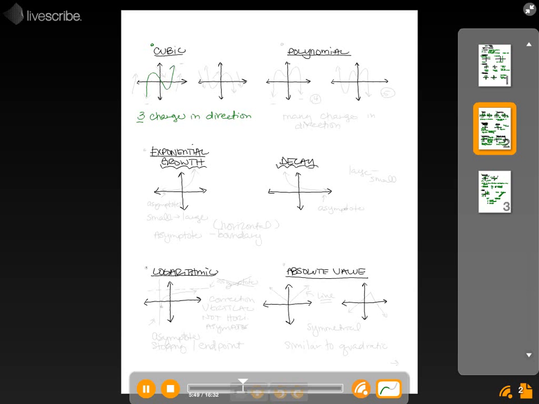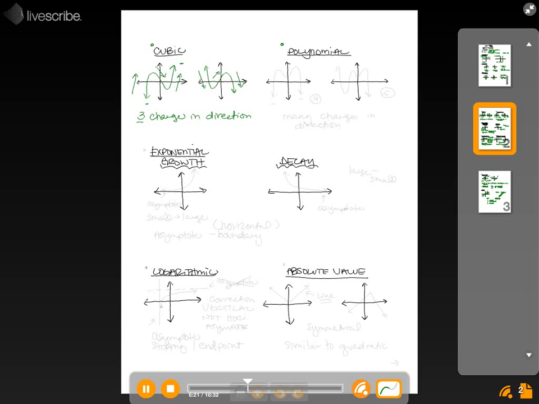It could look like this, where the left side points down and the right side points up, or it could be the opposite. The left side could point up and the right side could point down. But both of these graphs change direction three times. If we look at the first one, it goes up, then down, and then up again. Changes direction three times. Same thing on the other graph. It goes down, then up, and then down again. So it changes direction three times. That's the characteristic of a cubic graph.